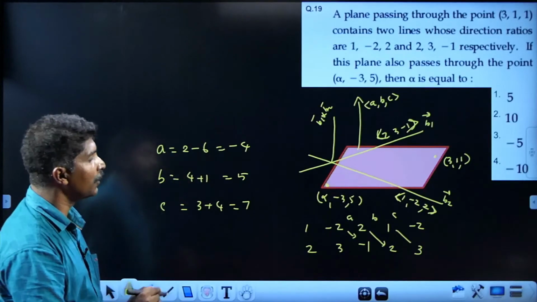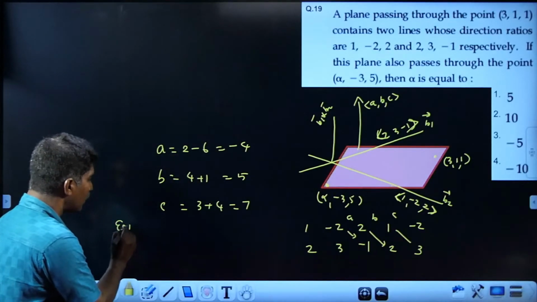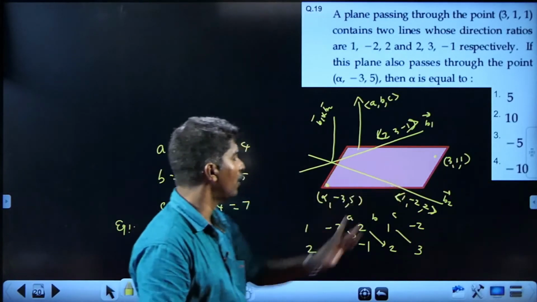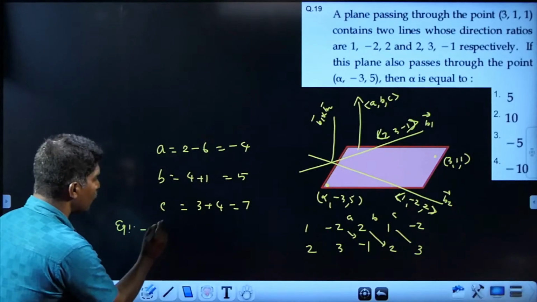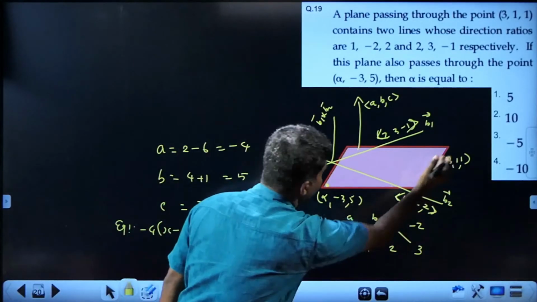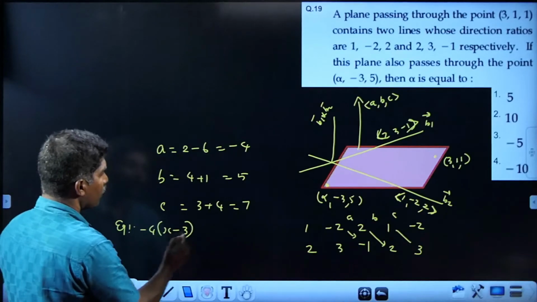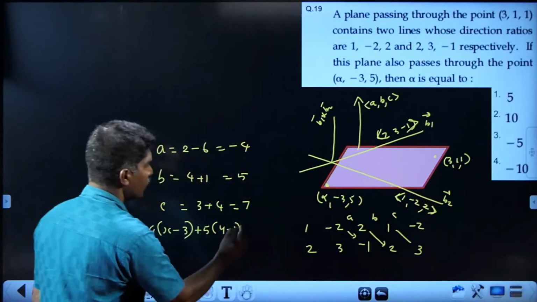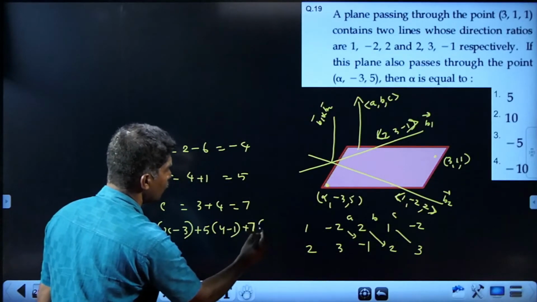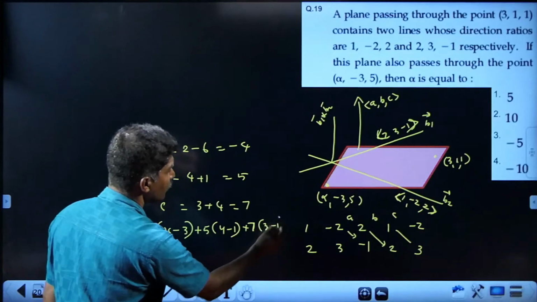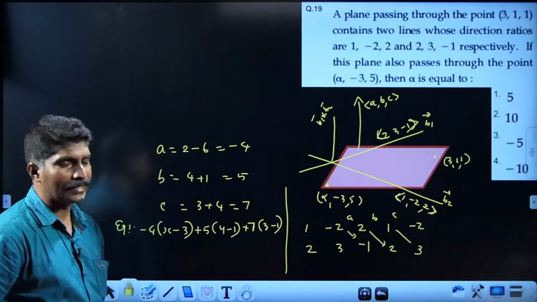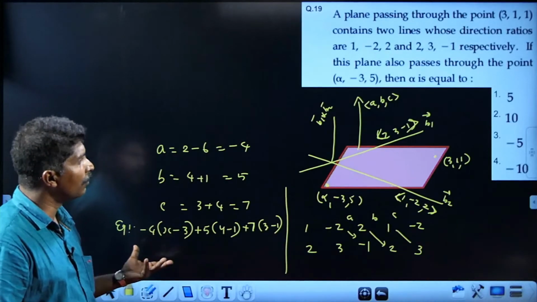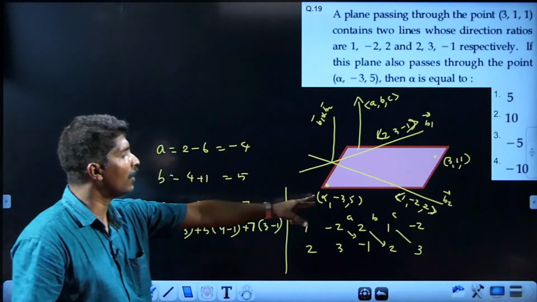Then easily you will write the equation of the plane. What is the equation of the plane? Equation of the plane is A into x minus x1 plus B into y minus y1, etc. So you will write negative 4 into x minus 3, this is the point 3, plus 5 into y minus 1, this is your 1, plus 7 into z minus 1. Again, you are not going to simplify all these things. You are not going to find the equation of the plane in standard form or Cartesian form. You need only this much. We have to find only the value of alpha.